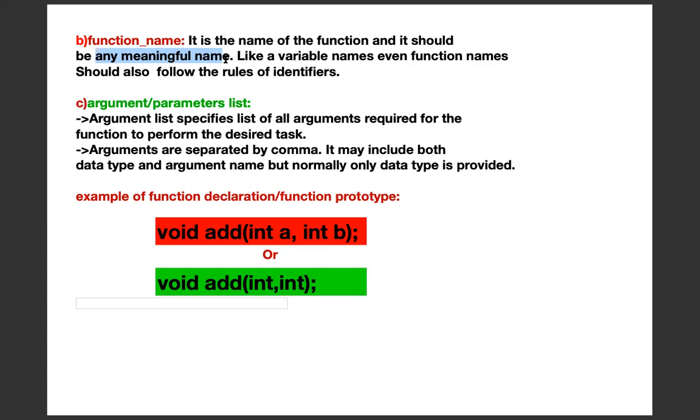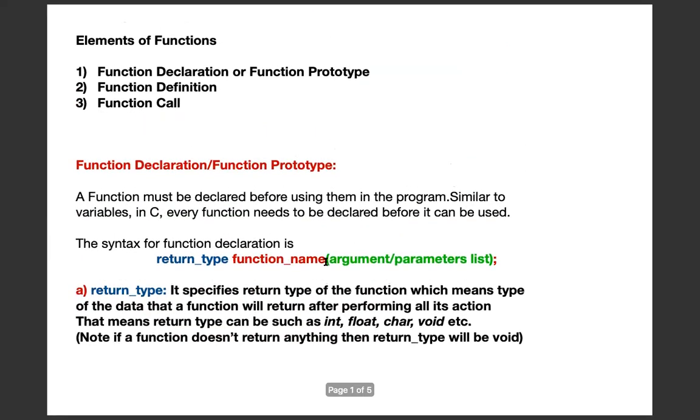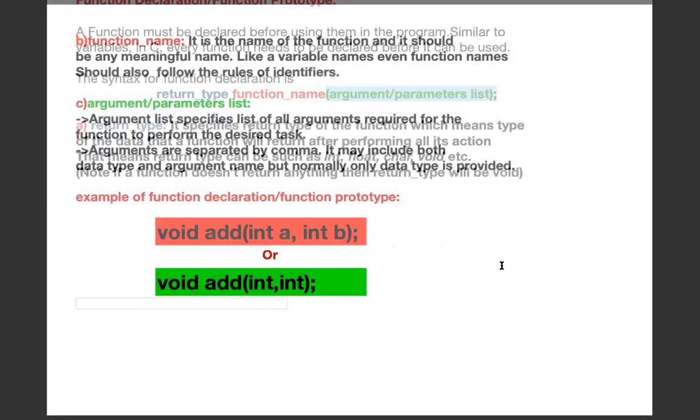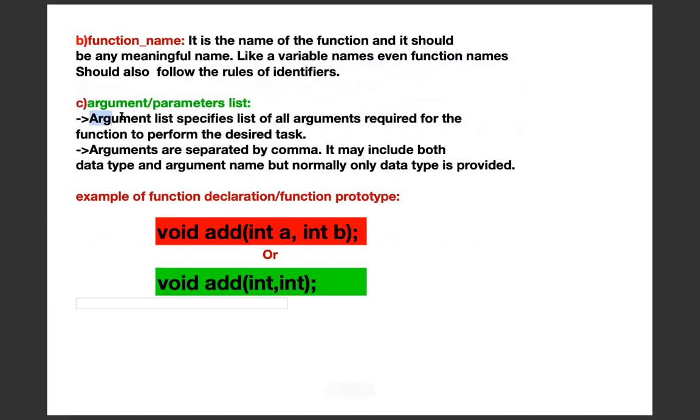So like how we have given display name as a variable name, even the function name should follow the rules of identifiers, as I said about the rules. And the next thing you need to specify after the function name is the argument or parameter list. So the argument list specifies the list of arguments.